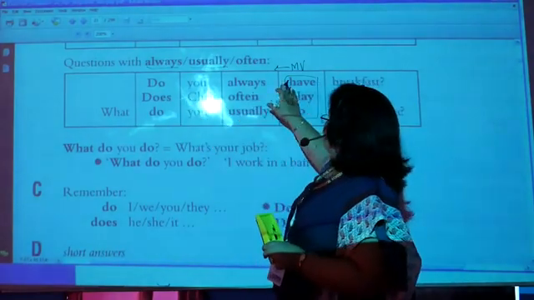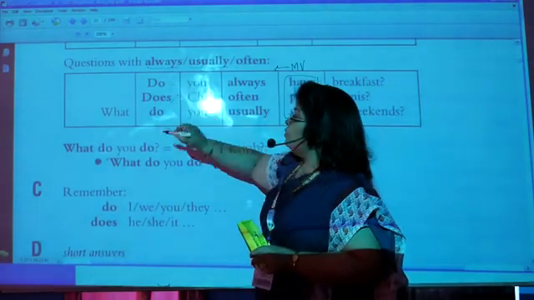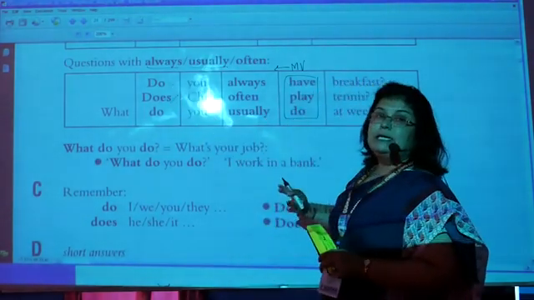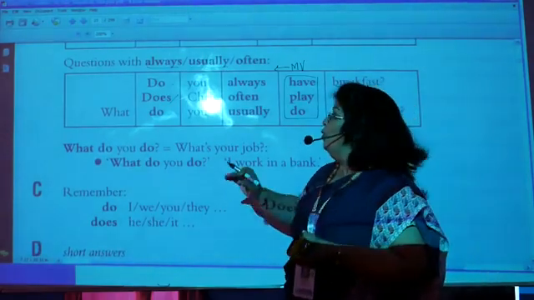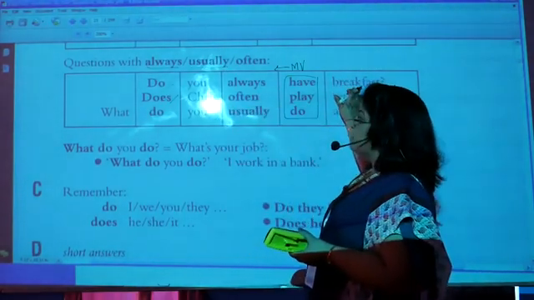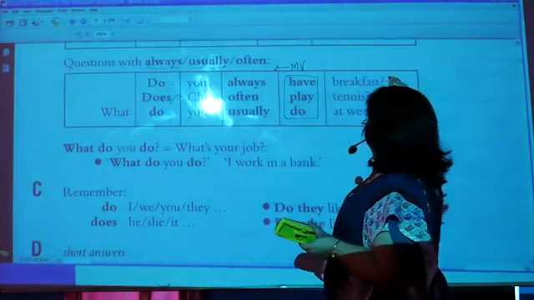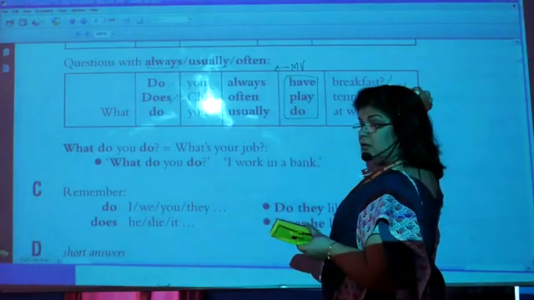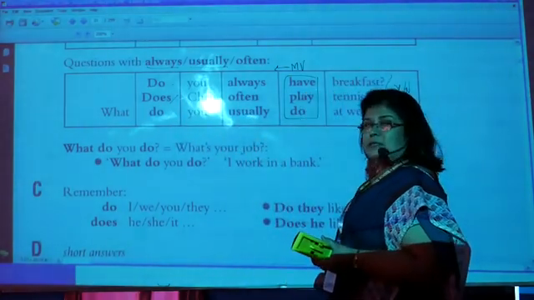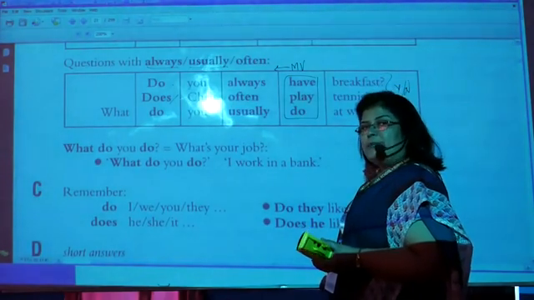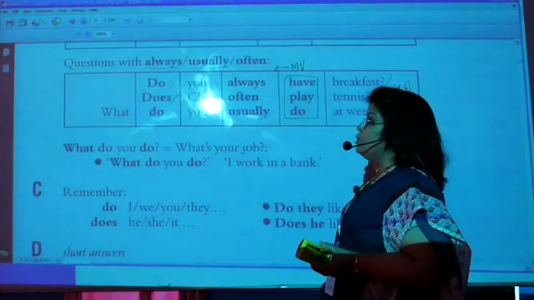Do you always have breakfast? Now see, these two are without question words, means it is expecting an answer in yes or no. So do you always have breakfast? Does Chris often play tennis? Now see, these two will be either in yes or no. What do you usually do at weekends? Now this is expecting the answer other than yes or no. Yes, no के अलावा है.